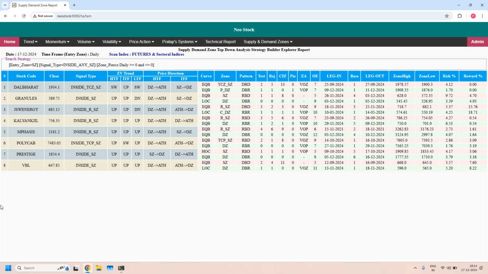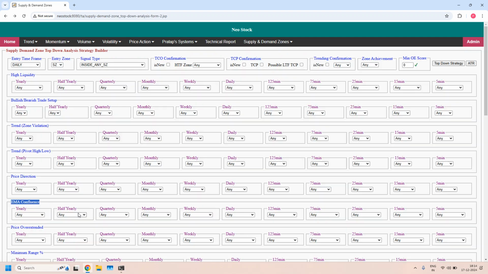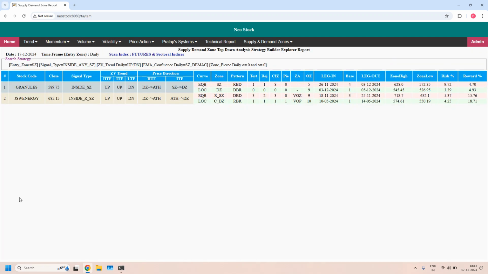We can further filter these 8 daily supply zones by setting the filter daily supply zones having daily EMA confluence. Let us add that filter. In the EMA Confluence at a daily time frame, daily supply zone having daily EMA Confluence. And the daily trend should not be sideways. So in the trend at a daily time frame, we are selecting up or down trend. Let's further filter. We got two stocks. In these two stocks, price is closed inside the daily supply zone, and those daily supply zones are having daily EMA Confluence.